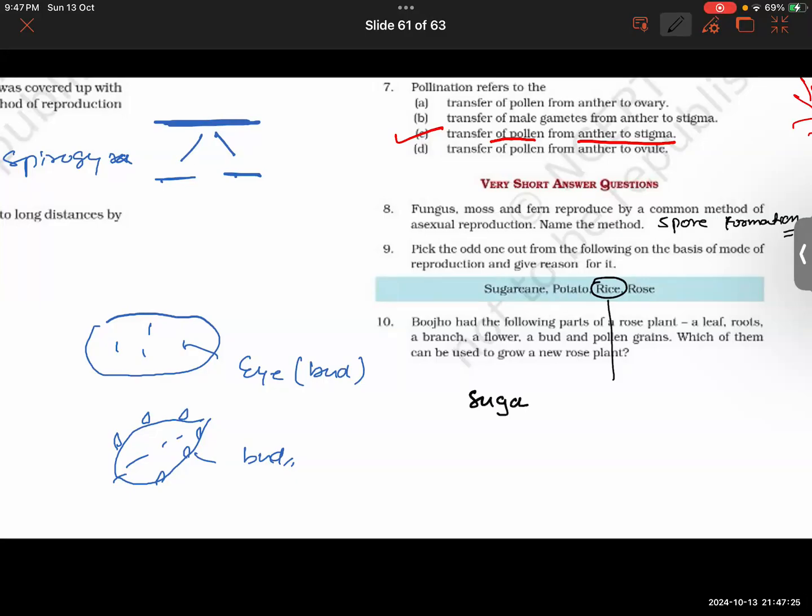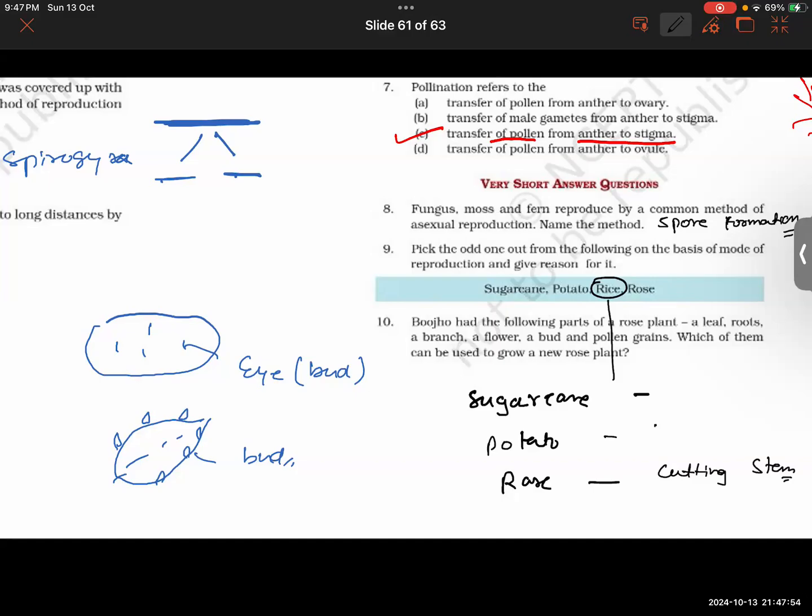See, when we talk about sugarcane, potato, and the rose, rose can be grown, it will participate in vegetative propagation. Sir, rice. Exactly, that is rice here. So rose, you can simply cut the stem. By cutting the stem, a new rose plant can be grown. Potato is also a modified stem now. It also does reproduction via vegetative propagation.